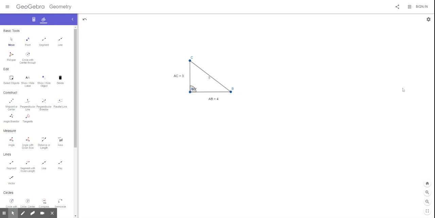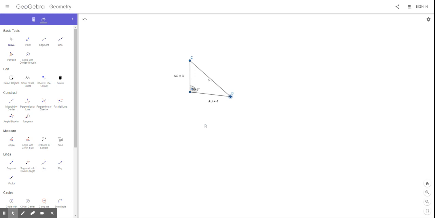Now I want to talk about how we can take this right triangle and turn it into an obtuse triangle. What we would do is take our 90-degree angle and open it up. So if we open this 90-degree angle up, let's see what would happen. I'm going to take point B, drag it down, and open it up. Now look at what we have here.